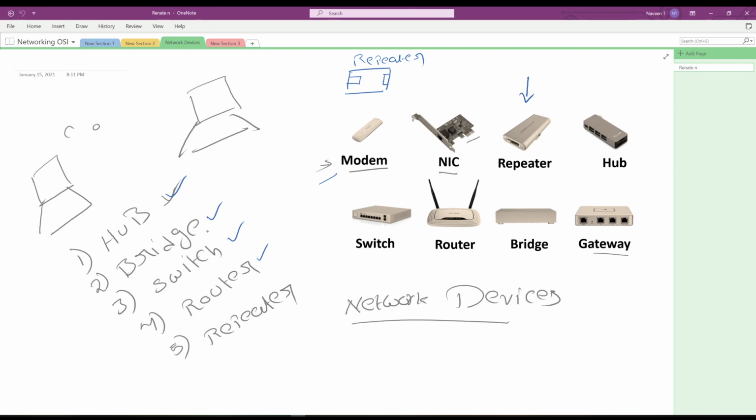Different repeaters are available. Like in HDMI, when you connect HDMI, we have an HDMI repeater that repeats the video signal at full strength. It takes the weak signal, and we have wireless repeaters.